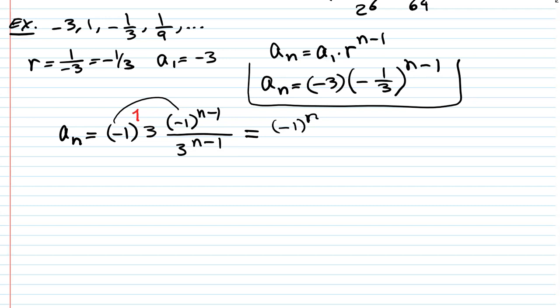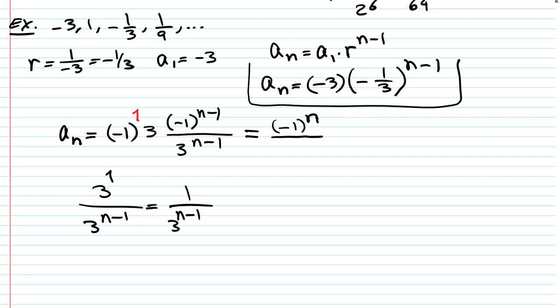And 3 to the first power divided by 3 to the n minus 1. That can be written as 3 to the n minus 1. Bring 3 to the first power to the denominator, it becomes minus 1. So that's now 3 to the n minus 2. So this is one way to write the answer.